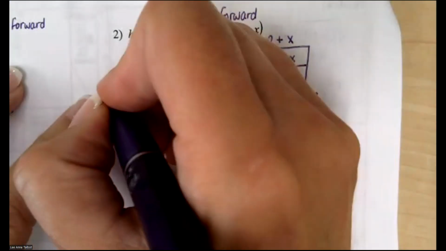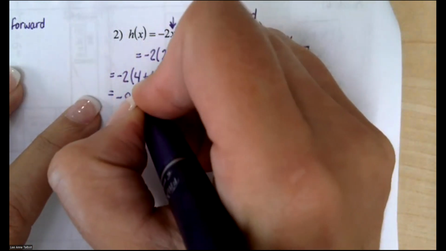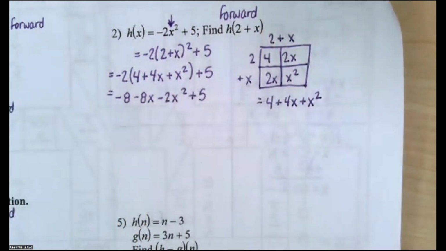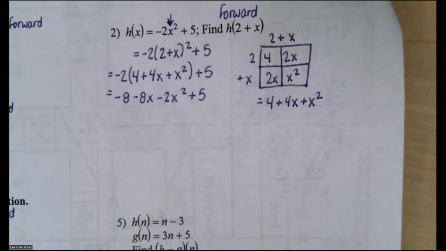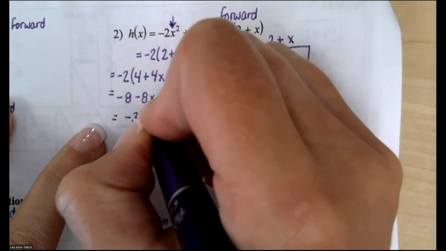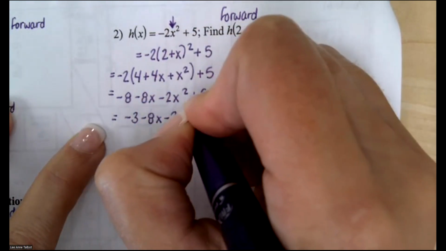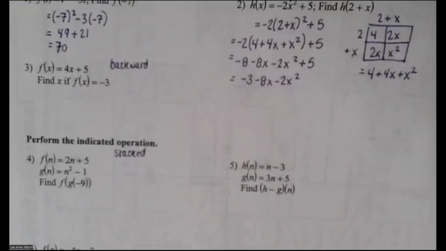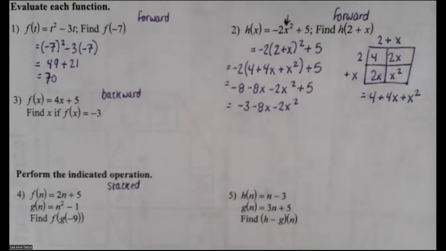Now I'm going to distribute. And then combine like terms. Done. And that one's gross. We don't like it because we don't get a nice number like 70. We get an expression like -3 minus 8x minus 2x squared. Gross. And you're saying to yourself, Mrs. Talbot, do I need to factor that or anything? No, not on these. You just leave it.